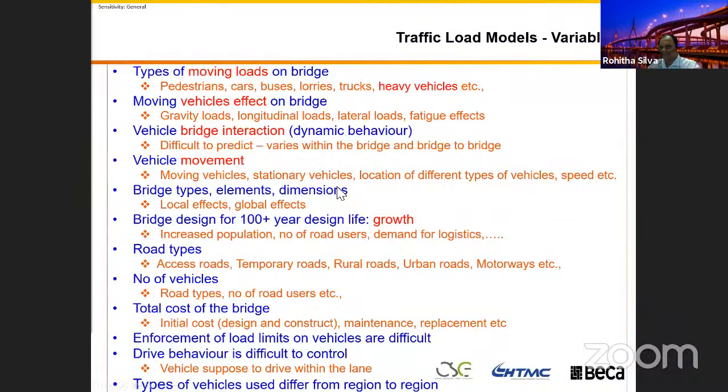Bridge types and elements, they are different, right? You see I-girder bridges, you see box girder bridges, you see cross beams, you see decks, you see barriers, they're all in there. You have to design all of them. And the bridge design life is 100+ years. I put 100+ and a growth.